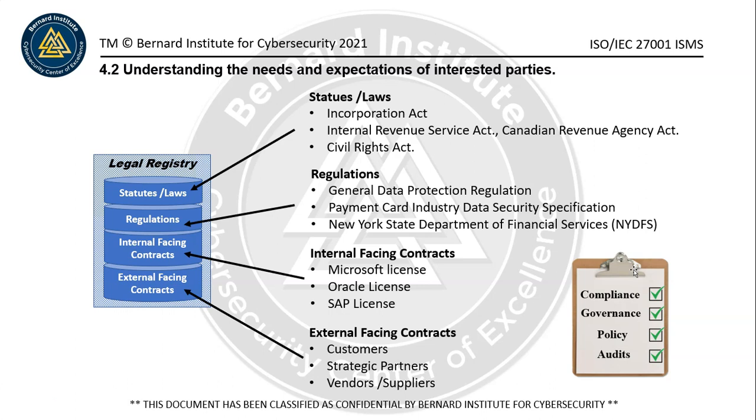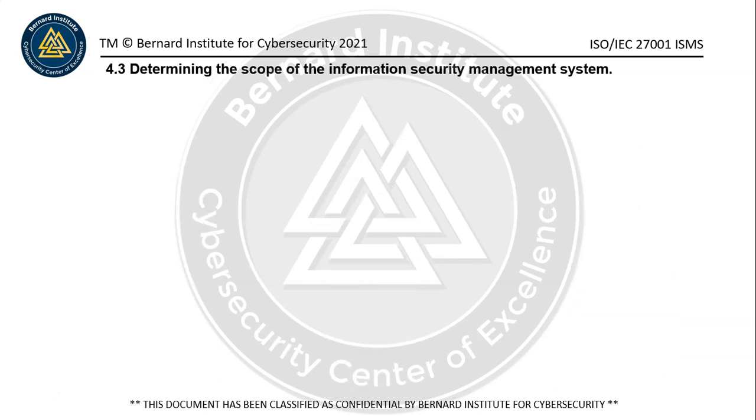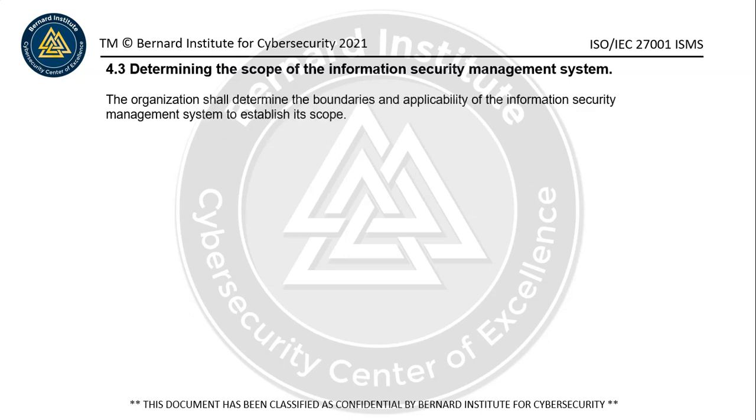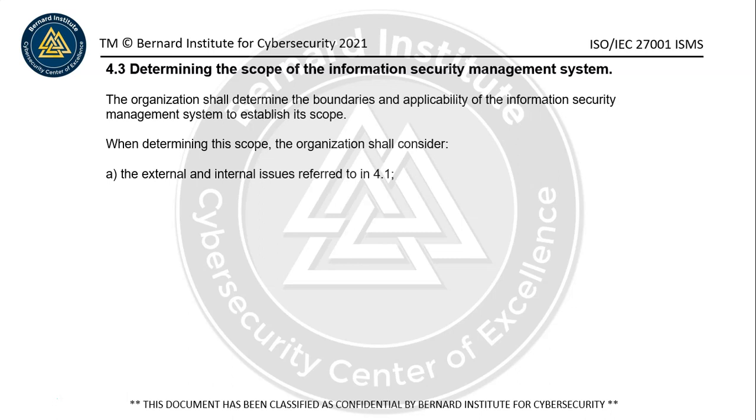Now, 4.3, determining the scope of the information security management system. The organization shall determine the boundaries and applicability of the information security management system to establish its scope. Now, here's how this works. This is very interesting. When determining the scope, the organization shall consider the external and internal issues referred to in 4.1. So the previously listed issues, internal and external issues, so the risks to the organization.